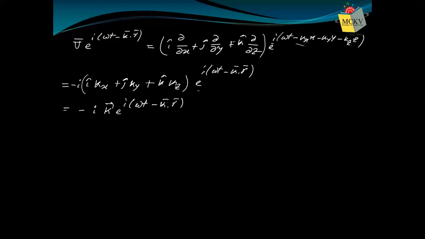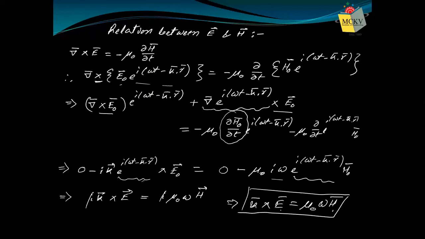In the previous case, we started with Maxwell's third equation, put the expression of E and H and simplified it. Similarly, if we start with Maxwell's fourth equation, curl H equals epsilon naught del E del t, and put the value of E and H and simplify it, we will get the other equation. I am not showing you, but the value that comes out will be this. Now these two equations are important for a student of electronics and communications.